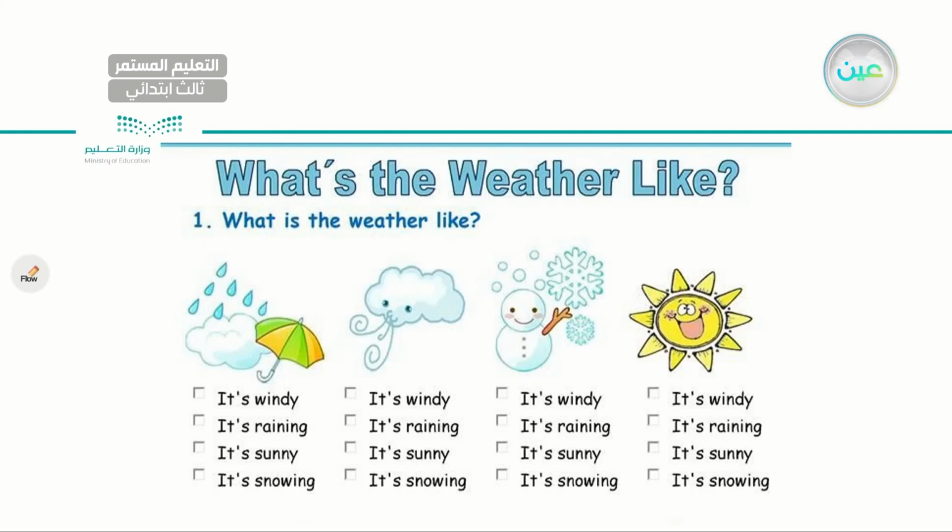Now I give you 4 pictures, but now I try to trick you with 4 options, okay? So for the first one, what's the weather like? It's windy, it's raining, it's sunny, or it is snowing. For the first one, I can see an umbrella, and it is definitely raining. It is raining. Very good. Moving to the next one, it's windy, it's raining, it's sunny, and it is snowing. The answer is definitely windy.